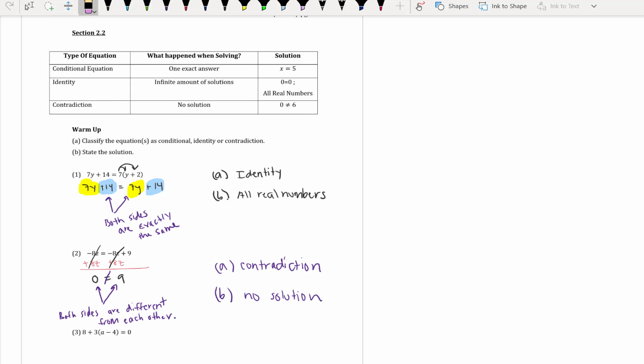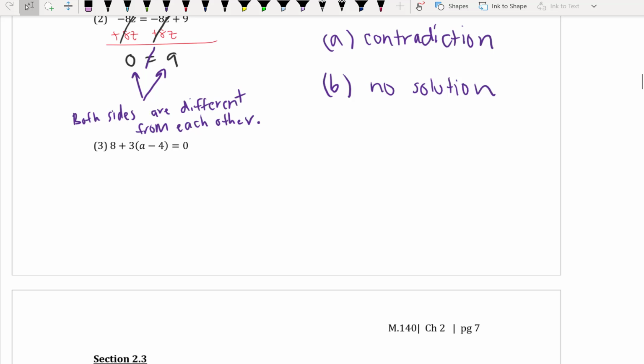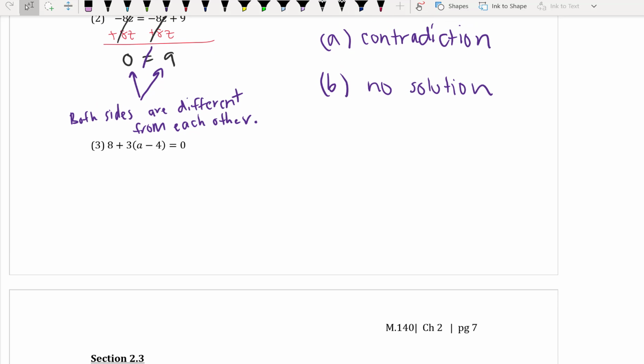Okay, now let's take a look at number 3. Again, we are going to be solving this equation. So I have 8 plus, and now I'm going to distribute that 3 inside the parentheses. So 3 times a is 3a, 3 times 4 is 12, and you have equal to 0. Here I can combine the 8 and the -12. So 8 minus 12, and I'm going to add 3a is equal to 0. When I combine like terms, 8 minus 12, that's equal to -4.